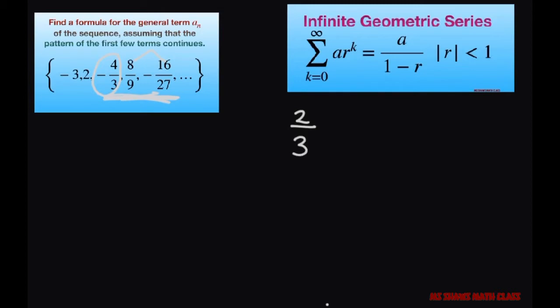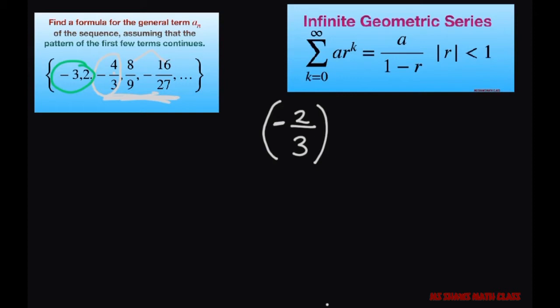I also have these alternating signs, so I'll put a negative. So negative 2 times negative 4 is 8, and so forth. All right, so that seems to be our common ratio. Again, I'm not looking at these yet.